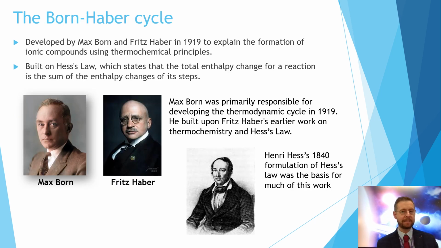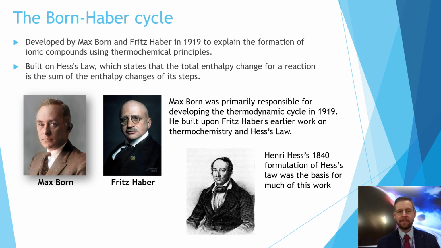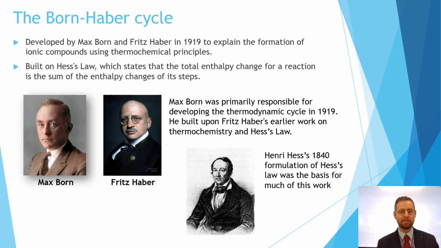Now, this breaking into measurable steps is what is known as the Born-Haber cycle, after Max Born and Fritz Haber. They took an earlier idea by Henry Hess, and Hess's law was a way of looking at indirect ways of working out enthalpies. Well, Max Born and Fritz Haber were the people that figured out how to do it to work out the lattice enthalpy of an ionic lattice. Let's have a look at how they did it.